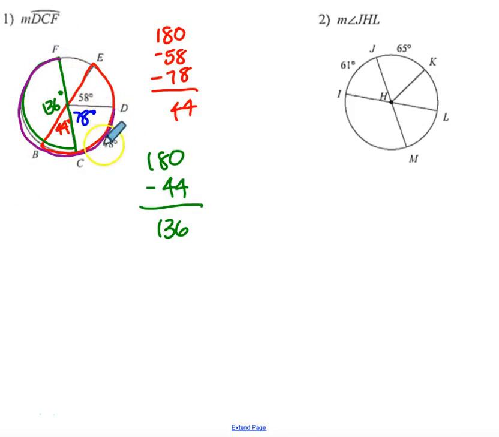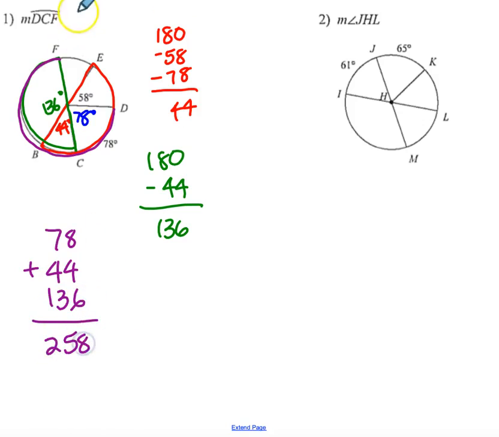The arc equals the measure of the central angle, so the angles are 78 plus 44 plus 136. If I add up all the central angles, I get the angle, which will be equal to the arc, which will be 258 degrees. So the measure of arc DCF is 258 degrees. All right, so not so bad. Let's try number 2.